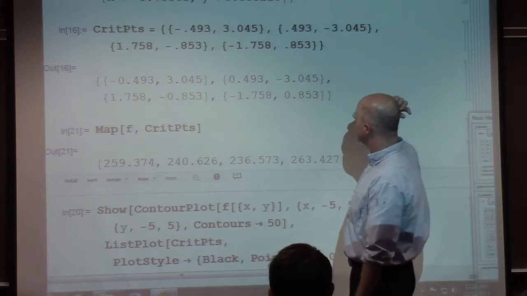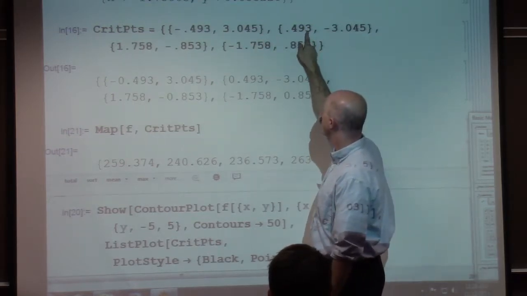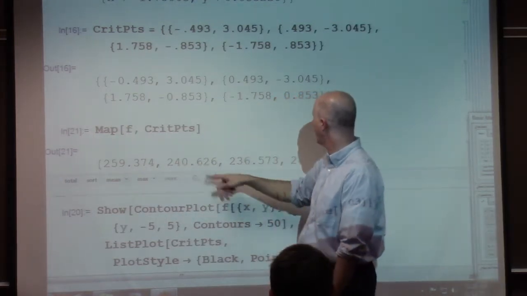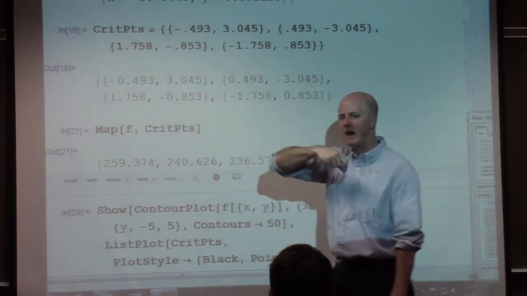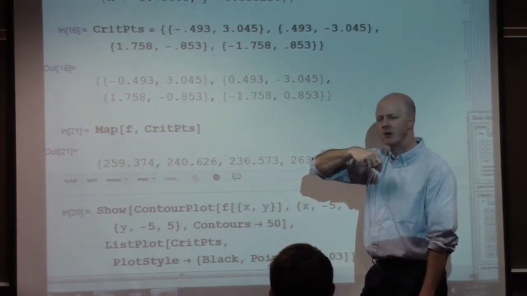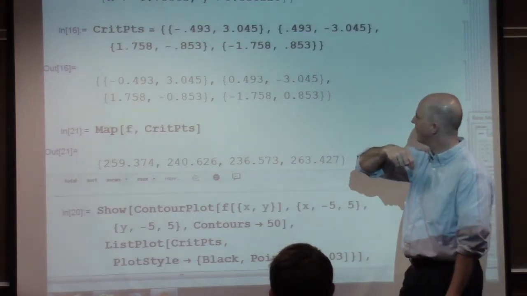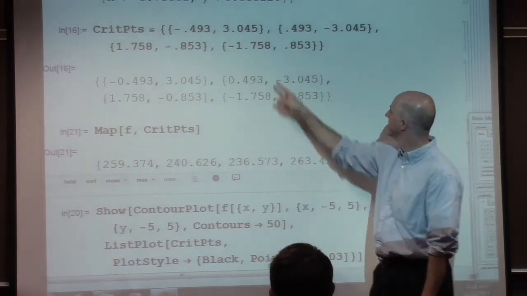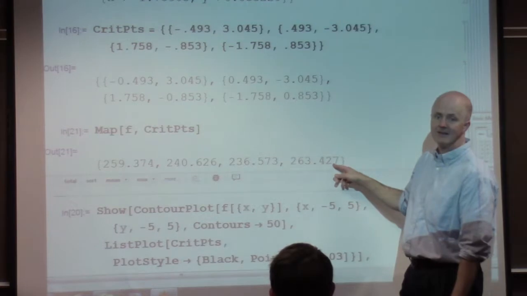Let's see, which ones were the saddle points? These two are the saddle points. And the outputs for those 2 points are 259 and 241 approximately. This one was the one on the lower right. Was that darker or lighter? I forgot. I think it was darker. I think that one's a local min. Yeah, that's fairly low. And this one was in the upper left. That was a local max. That's fairly high.